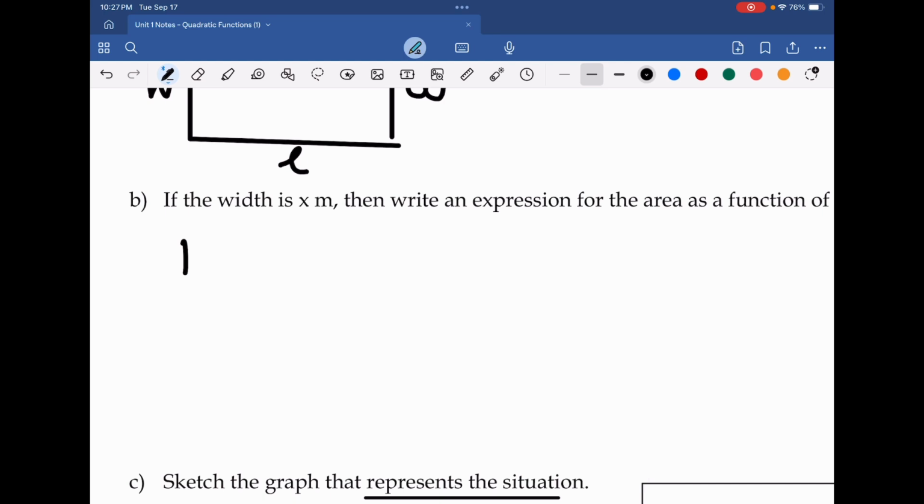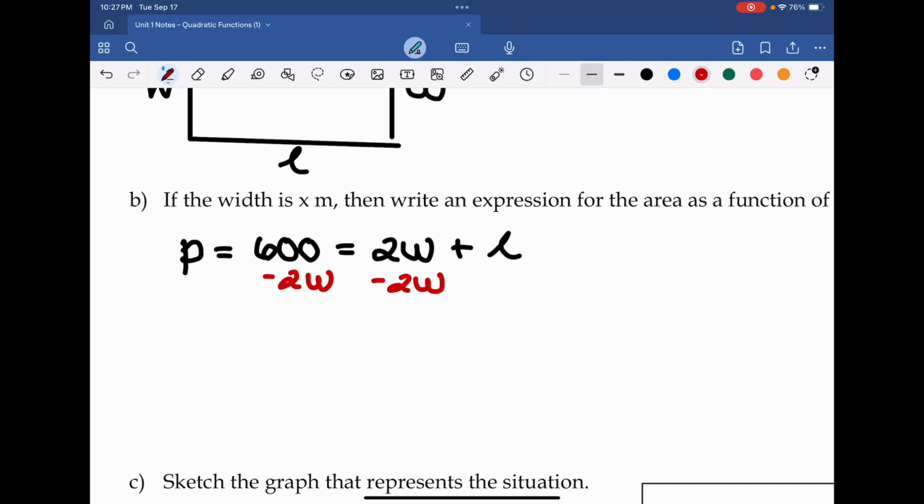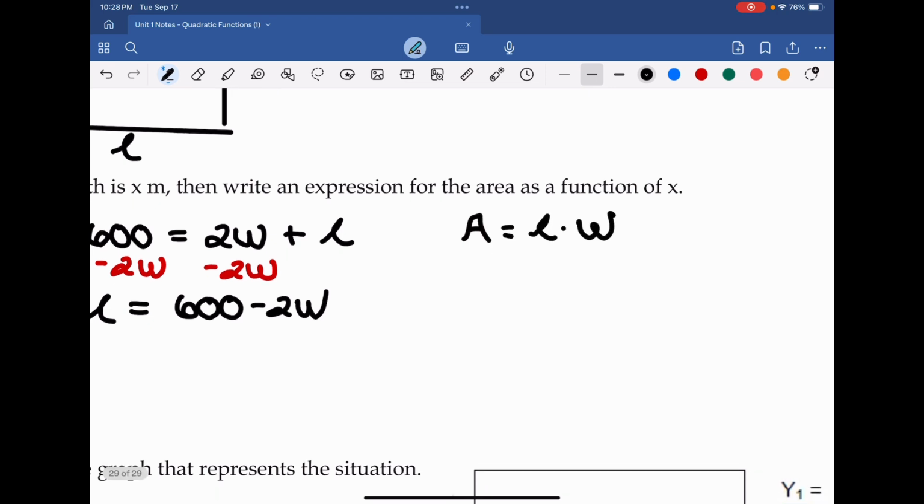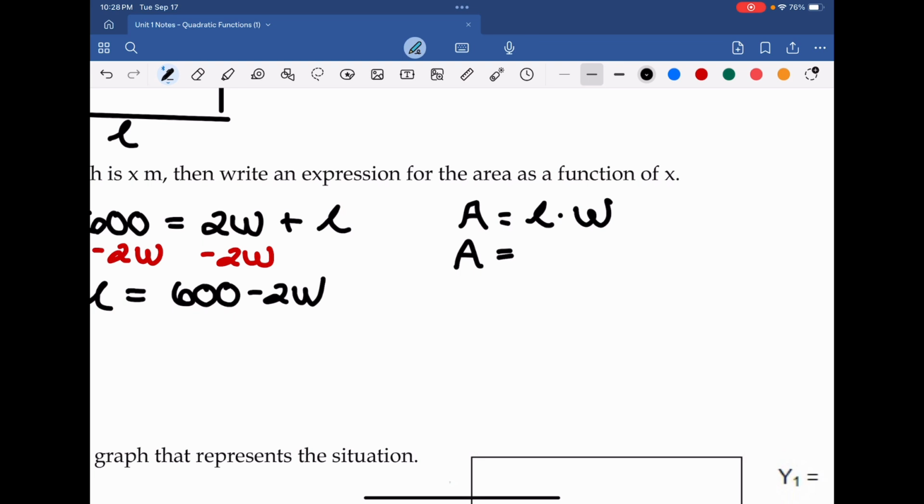What we are going to have to do is perimeter, which is equal to, we have 600 meters of total material. It includes 2 widths and 1 length. If we isolate this for length, we're going to subtract 2w from both sides. This is going to give us length is equal to 600 minus 2w. We also know that the area is equal to length times width. So we can write A is equal to 600 minus 2w, times the w that's on the outside.